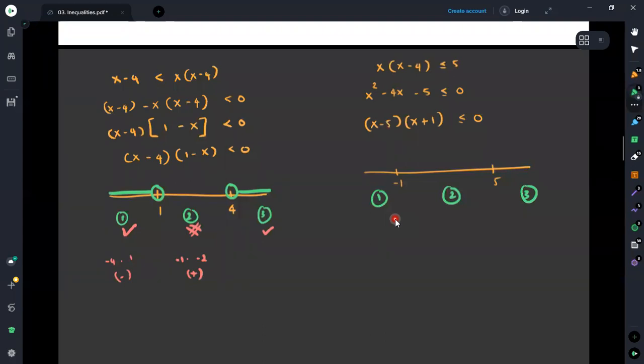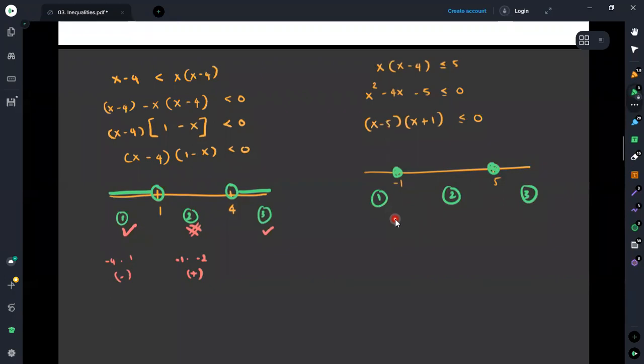Therefore, what we can do is arbitrarily substitute a value from the first, second, and third region separately and check which region satisfies this inequality. But prior to that, we can find out that this inequality is satisfied with x equals minus 1 and x equals 5. It is because we can see that the equality is included in this inequality sign. It is just a less than or equal sign.